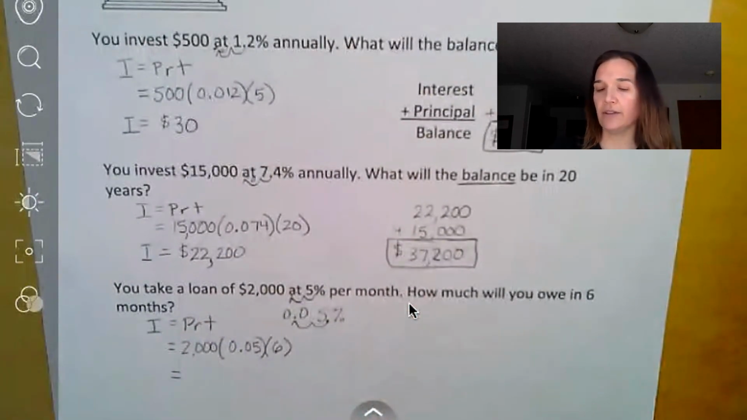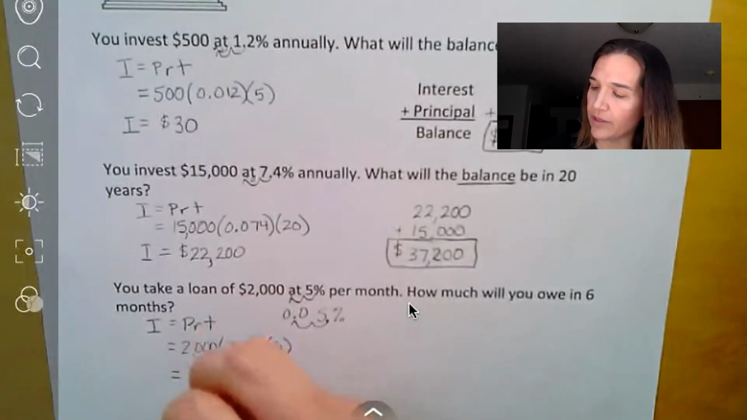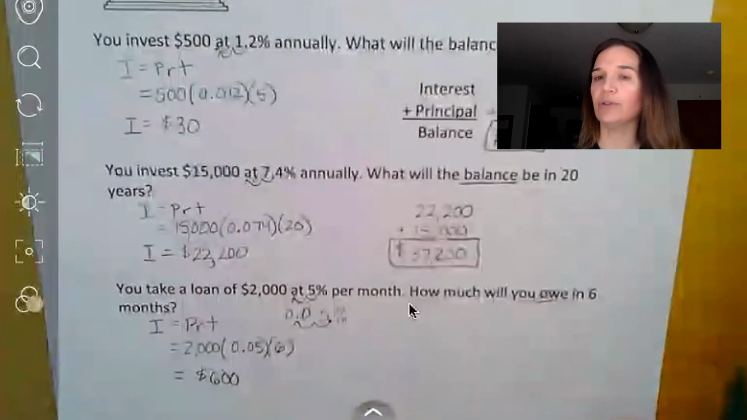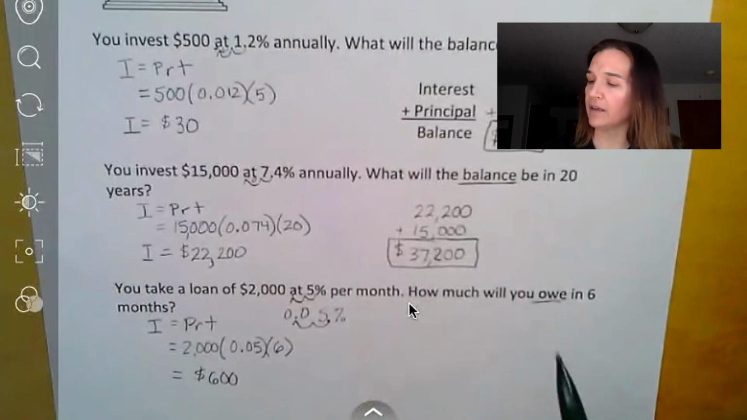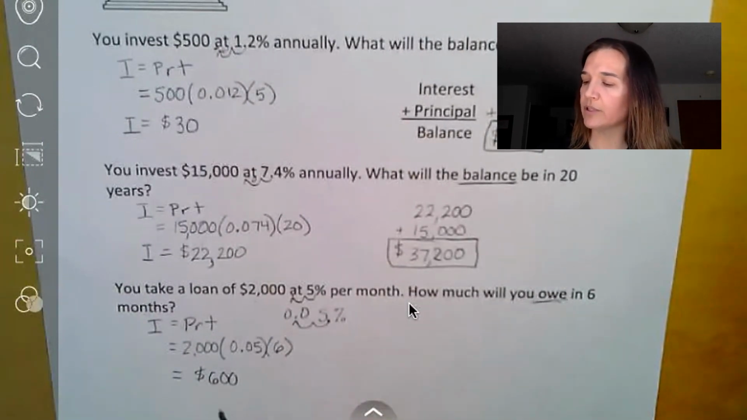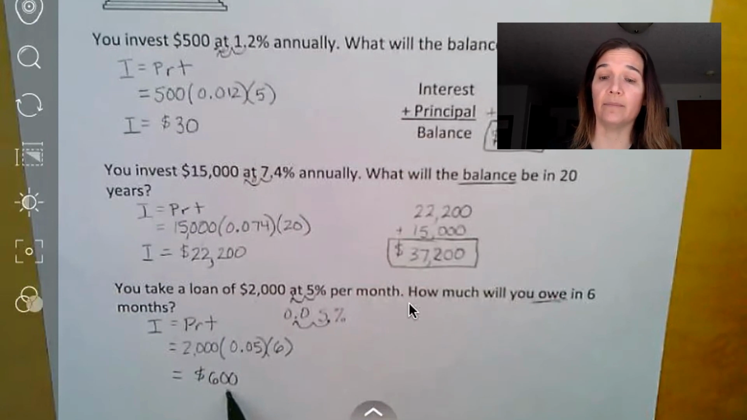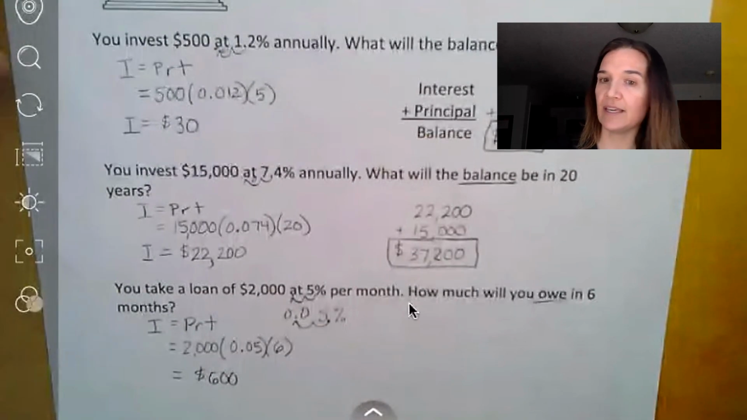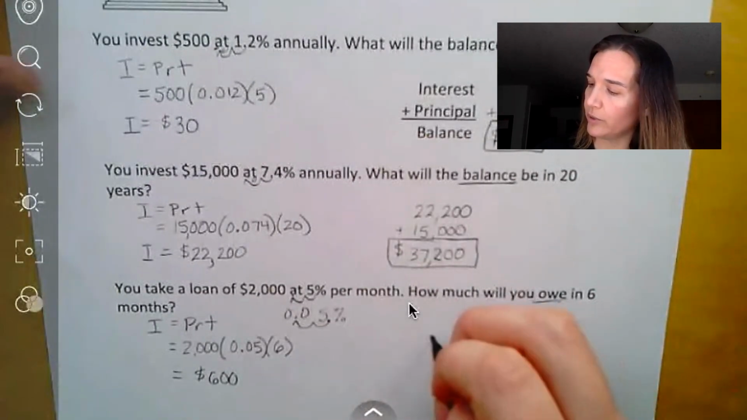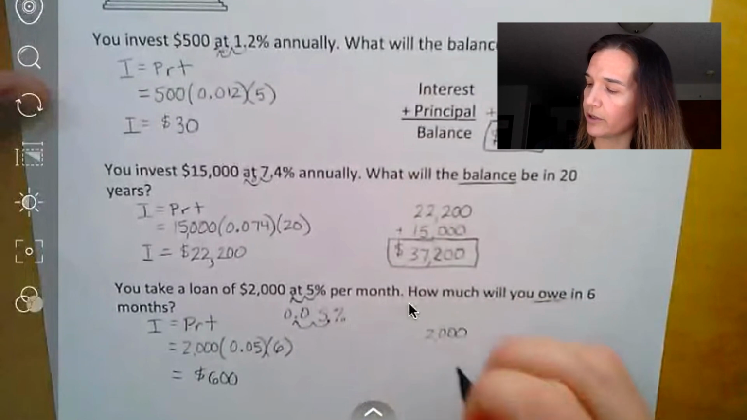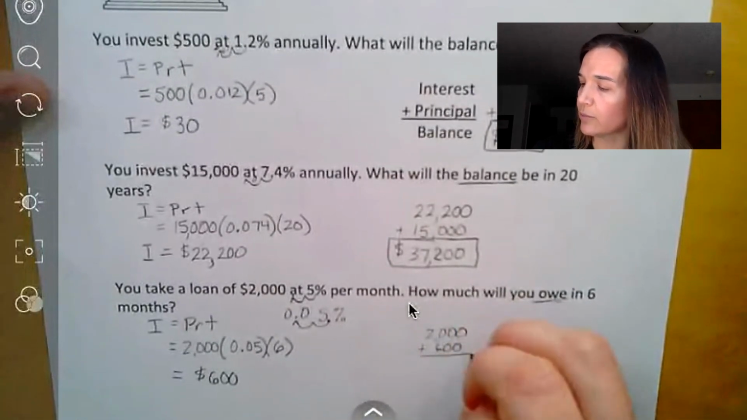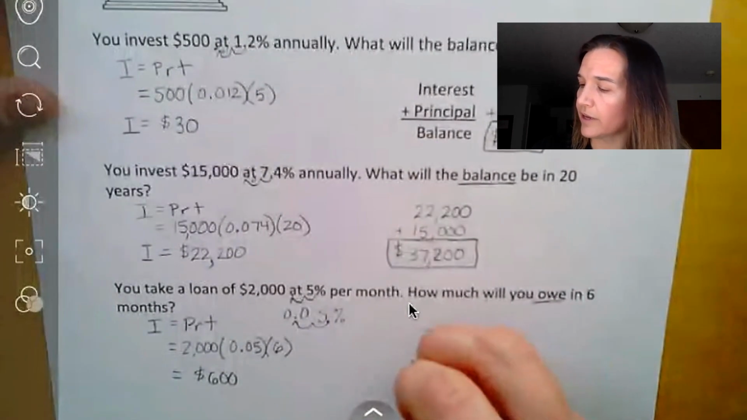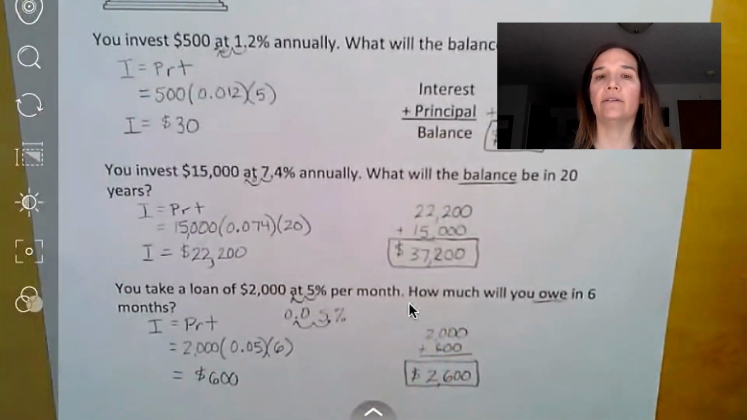Once again, calculator time. We multiply it all out. We end up with $600. And they asked again, how much will you owe? They didn't ask for balance, but it's the same thing. We borrowed $2,000, plus we have to pay them an extra $600 for letting you use their money. So in this case, if we want to figure out how much we'll actually owe, we will owe them back the $2,000 we borrowed plus $600 more in interest, meaning we owe them $2,600 at the end of the loan.